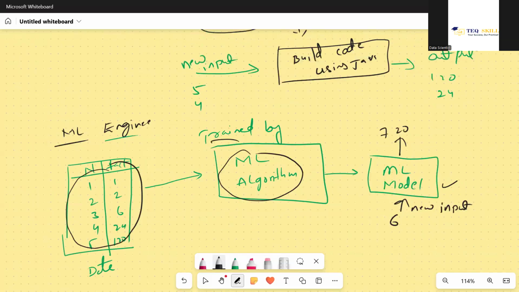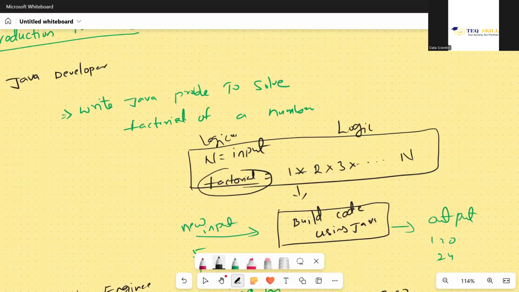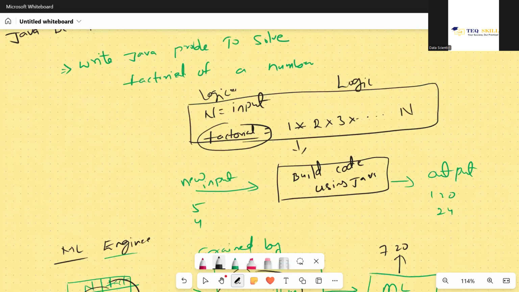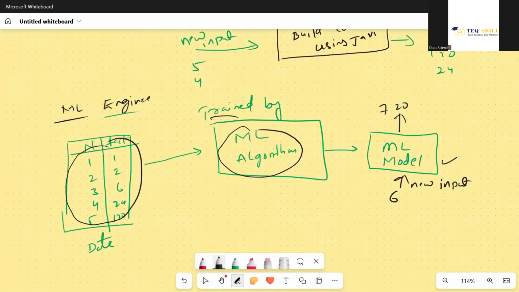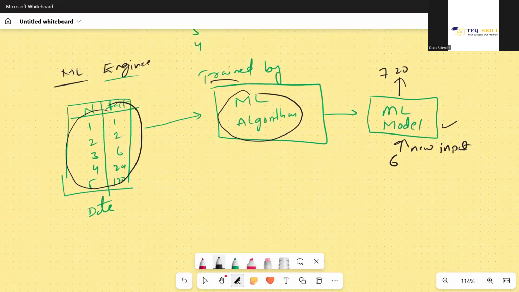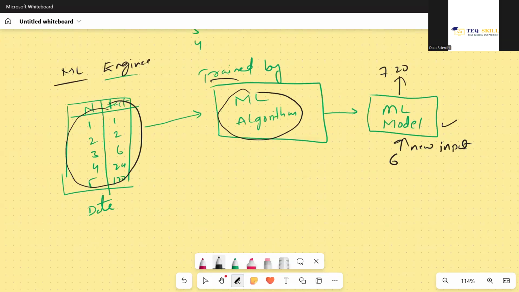But in the case of the traditional programmer, the Java developer needs to think about the logic. If and only if you know the logic can you build the code for it. But the machine learning engineer is not even thinking about what the logic is. Automatically, the machine learning algorithms generate or create the patterns, and based upon the patterns, create the model.